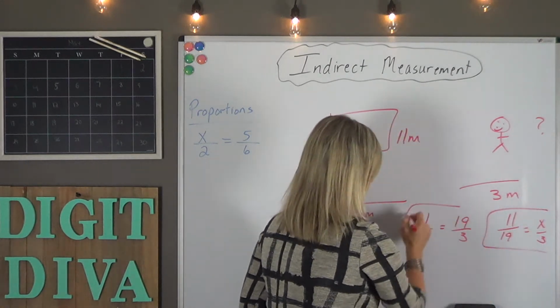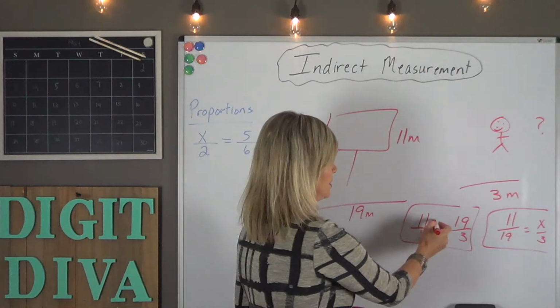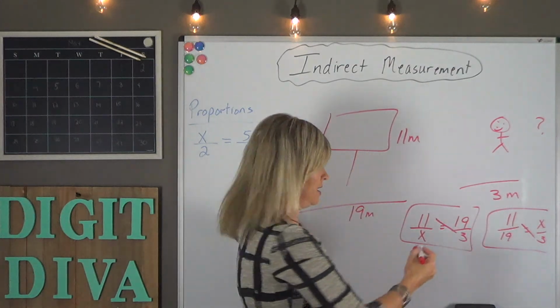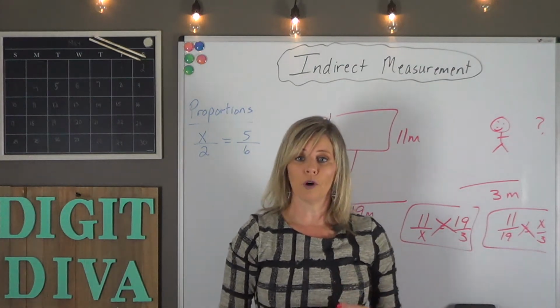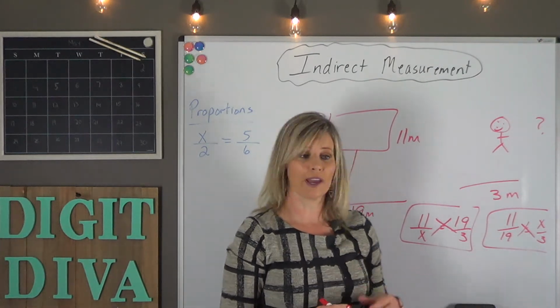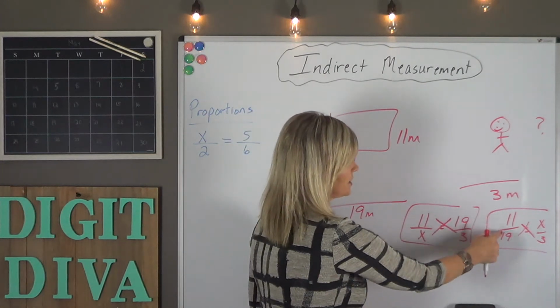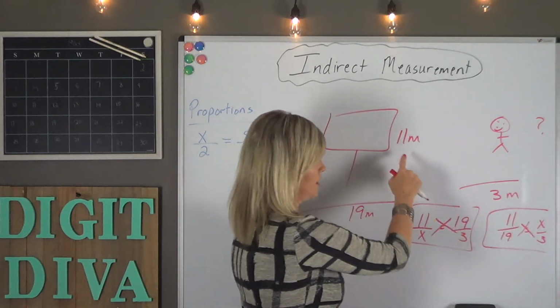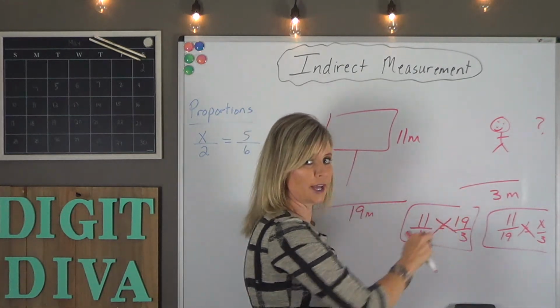So notice, am I still multiplying the same 2 numbers on each diagonal? 11 times 3, 19 times x. It's just however you want to make your fractions, okay? They have to be in the same relative location. Height is to shadow as height is to shadow, or height is to height as shadow is to shadow.